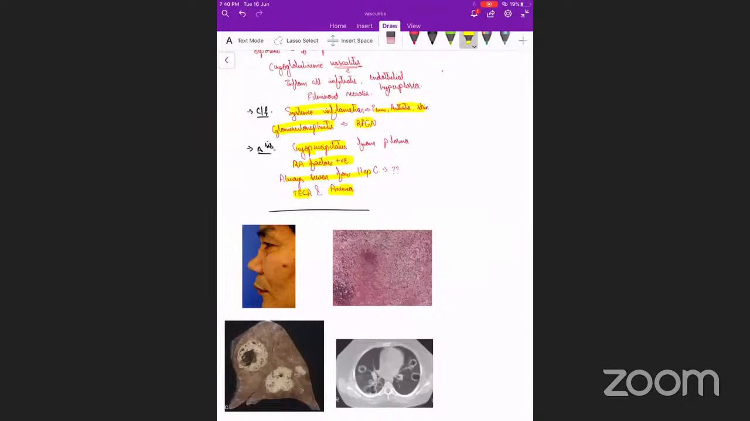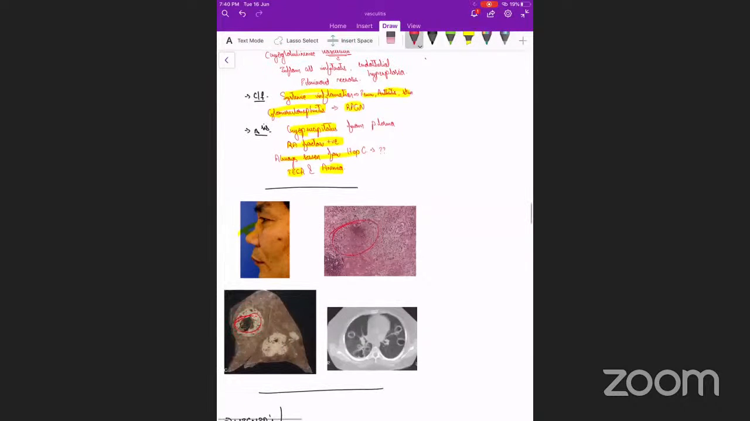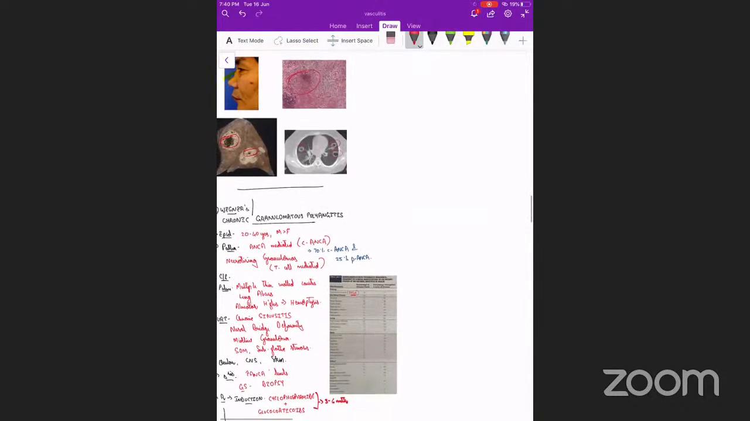What is the diagnosis? Yes, very good, Sneha. Because there was nasal bridge deformity, again, there is granuloma formation, and this is the characteristic lung feature. Cavitating lesion is there in CT as well. So next we'll see small vessel vasculitis that are ANCA-mediated.